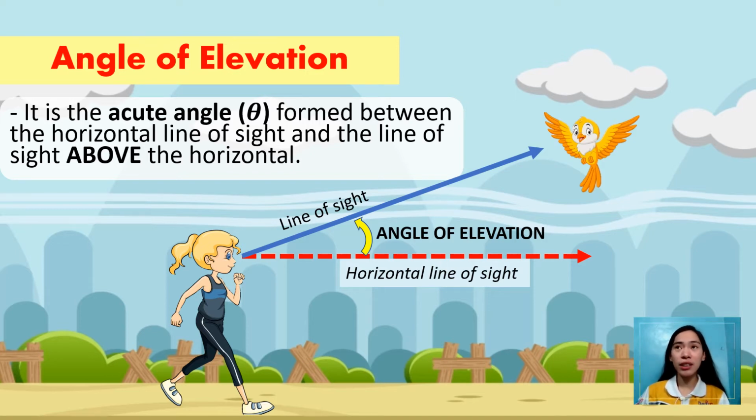An example of this is when you look at the ceiling, then you saw a lizard. It is an example of elevation. Another example is when at night, you see the moon. That is an example of angle of elevation.